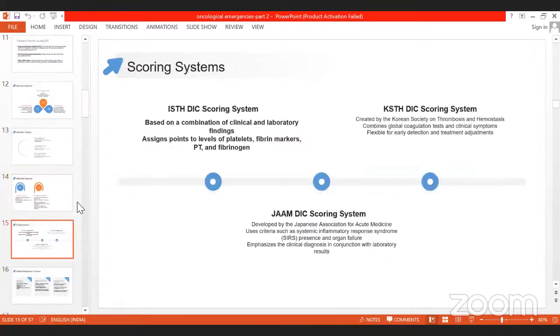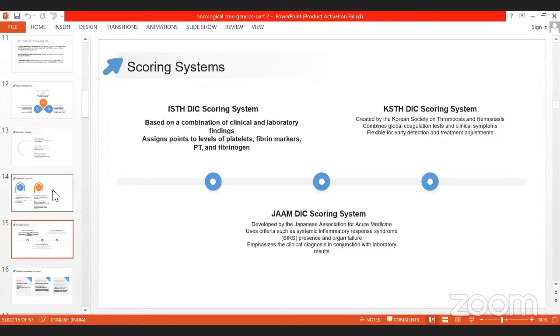So next, coming to the scoring systems. DIC is scored using an international scoring system, and Japanese and Korean scoring systems are also present. But what we usually follow is the international scoring system of the International Society on Thrombosis and Haemostasis. It is based on several clinical and laboratory findings, but the important ones are the level of platelets, the fibrin markers, the prothrombin time, and fibrinogen. So these are the main parts of the international DIC score.